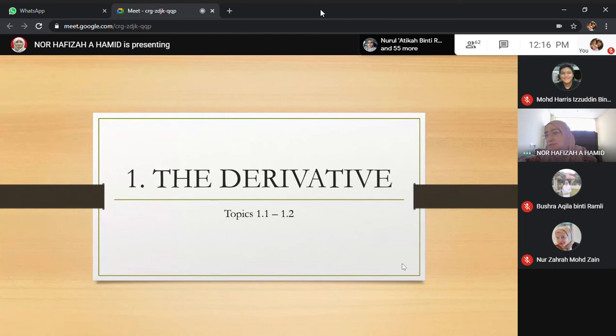Okay, so chapter 1, the derivative. Topics 1.1 until 1.2. So kita cover first for topics 1.1 until 1.2. So slide ni sama macam your notes, so saya tukar in terms of slide.